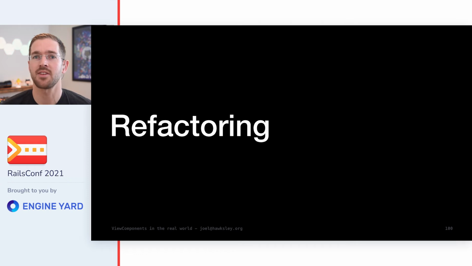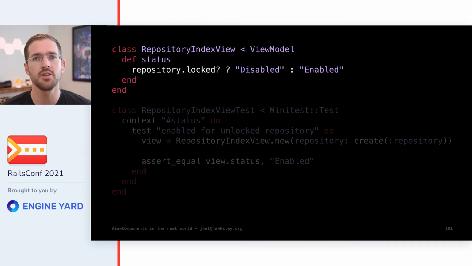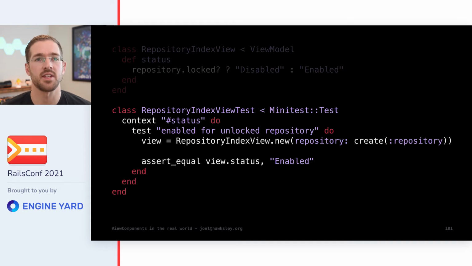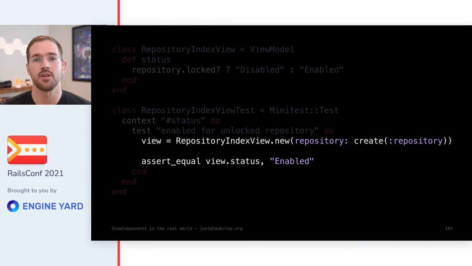The first way is by refactoring existing view code into components. For example, before view components, we used a presenter-like pattern called view models, Ruby objects that we instantiate and then pass into views. So here's an example view model. It's kind of a plain old Ruby object, inherits from a view model base class. We have a status instance method that looks at the repository locked method and returns disabled or enabled. And here's what the test looks like. It instantiates the view and asserts against the object output. So that's a view model. We'd pass this object into a template and access some values from it, such as view.status.